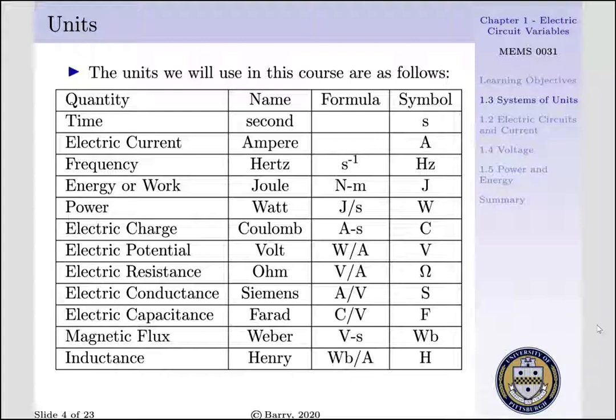Electric capacitance is a farad, which is a coulomb per volt, expressed by the symbol F. Magnetic flux is a weber, which is a volt second, expressed by the symbol Wb. And inductance is a henry, which is a weber per amp, expressed by the symbol H.